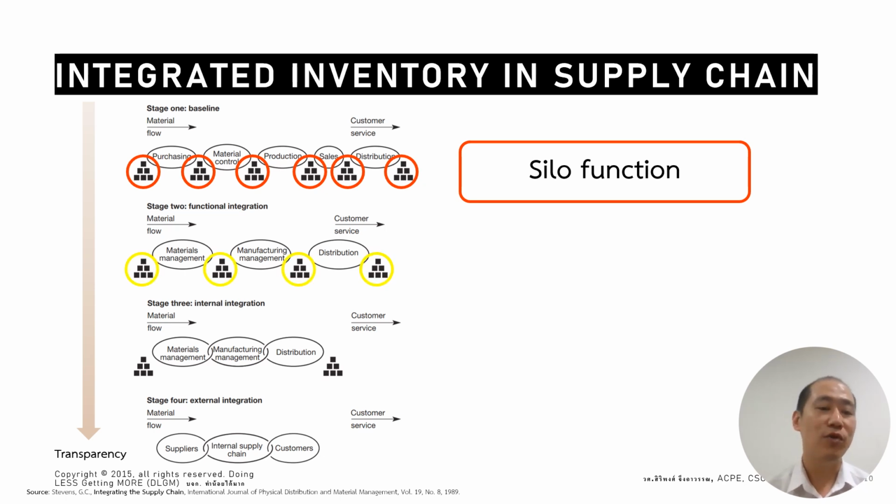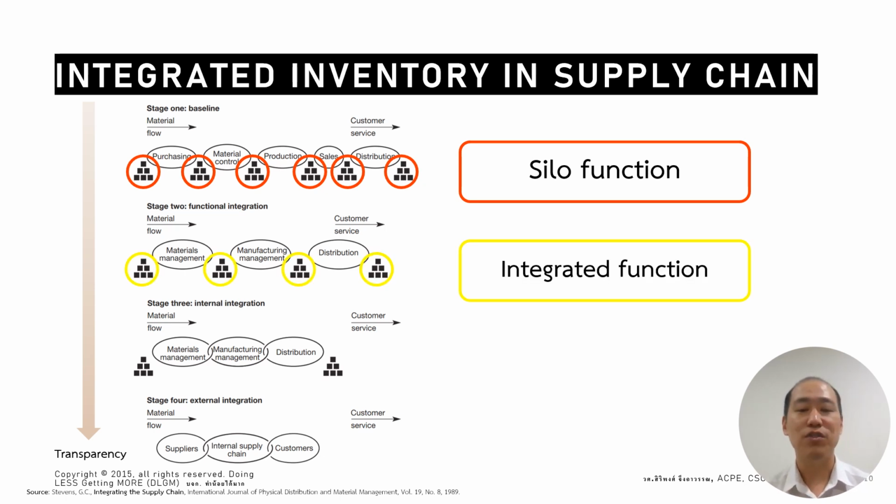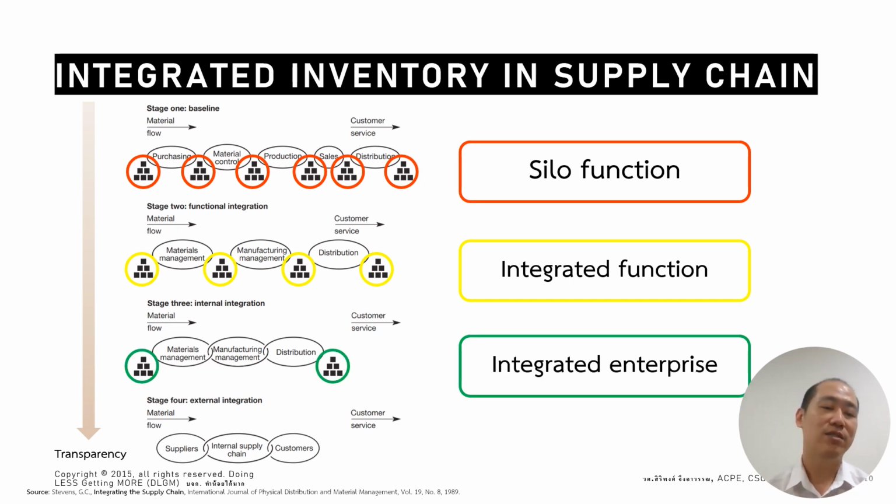The second step we call integrated function. Your department tries to manage the things and the jobs that link together sometimes. And the third stage we call integrated enterprise. We try to link it like a chain. You try to move the chain to link together. If you can link it, we call it integrated enterprise.